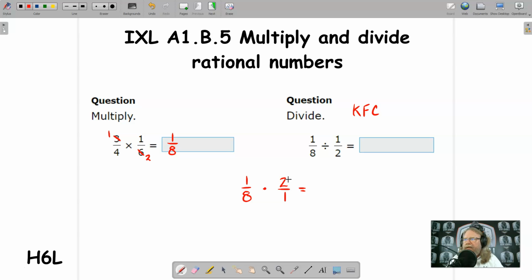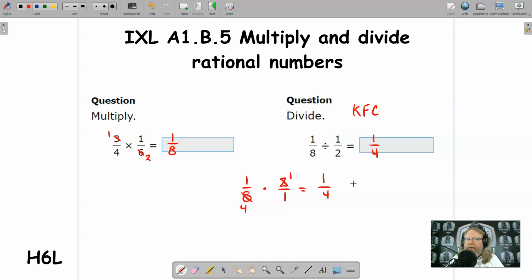Now, notice that 2 and 8, one's in the numerator, the other is in the denominator. We can go ahead and cancel the factor of 2 out. 2 divided by 2 is 1, and 8 divided by 2 is 4. So 1 times 1 is 1, and 4 times 1 is 4, and we end up with the answer of 1/4.